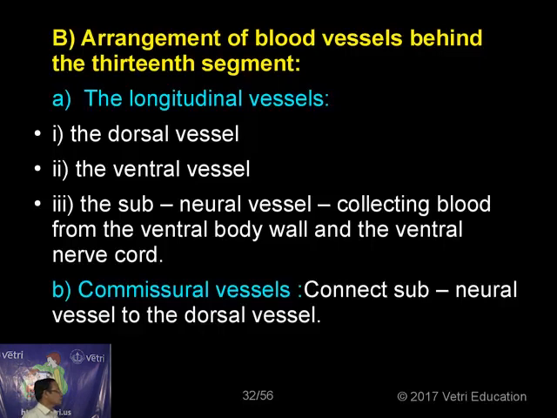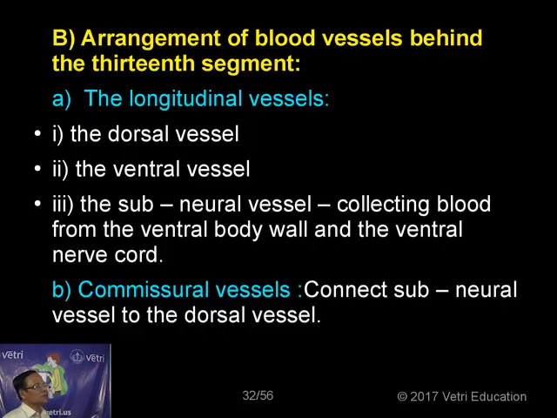But with reference to one more vessel, what is called the subneural vessel, the one which is collecting the blood from the nerve cord as well as the body wall. This is called the subneural vessel, collecting blood from the ventral body wall and ventral nerve cord. So along with the dorsal vessel and ventral vessel, there is the subneural vessel. Up to 13 segments, we have supraesophageal and lateral esophageal vessels, but here the subneural vessel collects blood from the body wall and the nerve cord.